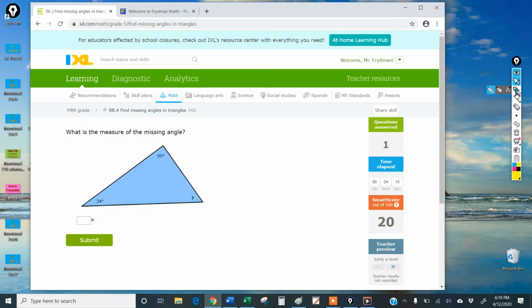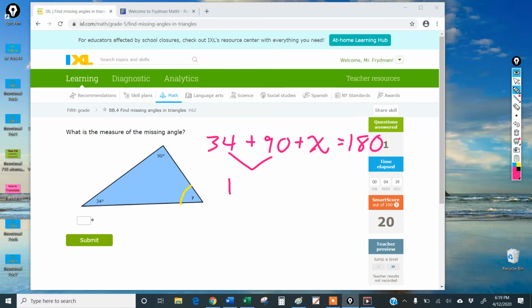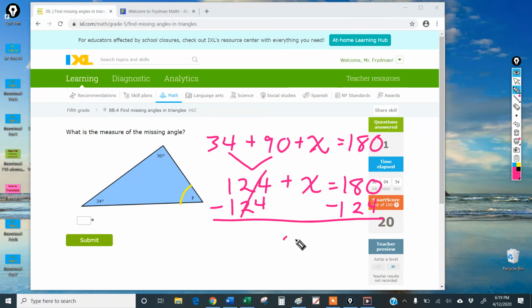It's the same thing. So if I want to know what this angle is, then I have to think to myself, well, 34 plus 90 plus, I'm going to call it x this time, equals 180, exactly like the last problem. So we get 124 plus x equals 180, and then subtract 124 from both sides, and we get x is equal to 56, right? And we can just check that.